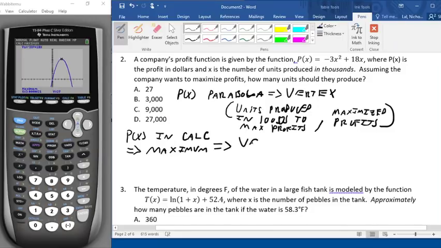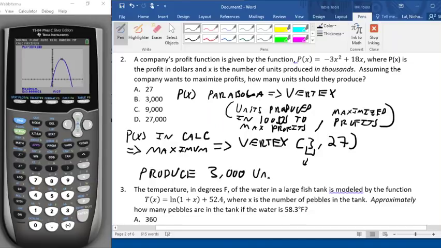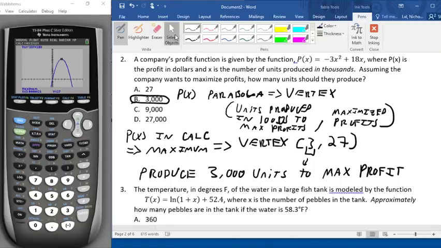So our vertex is at (3, 27). Because 3 is the number of units produced in thousands, you produce 3,000 units to maximize profit. So the answer choice is B for 2. Moving on.